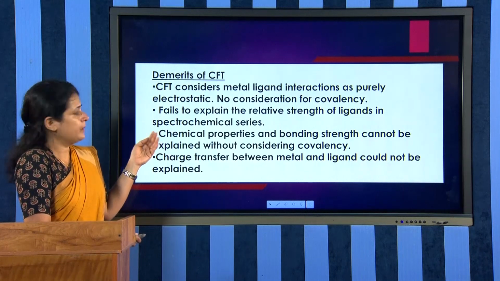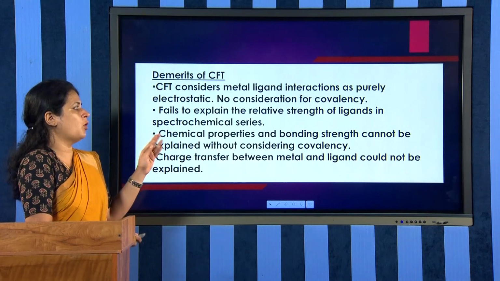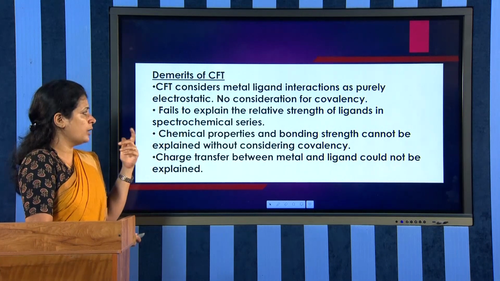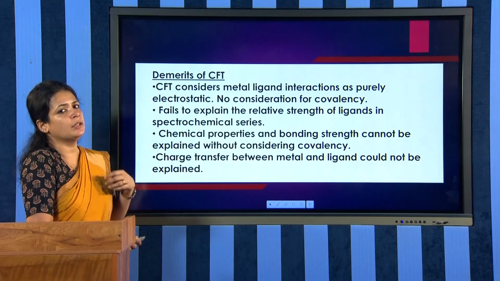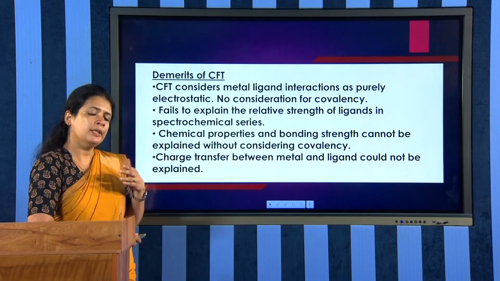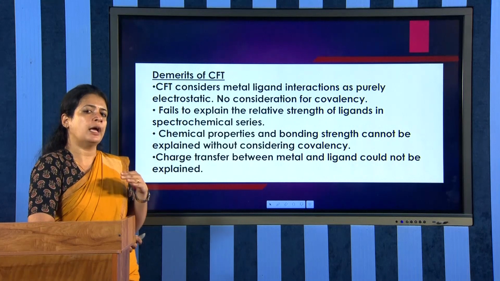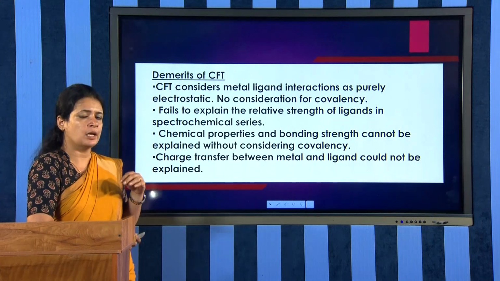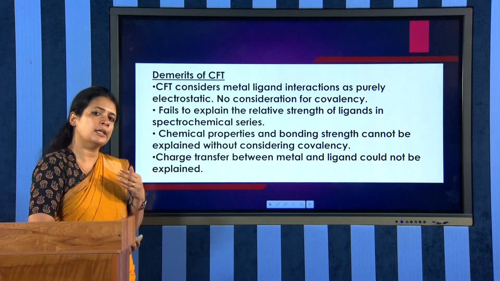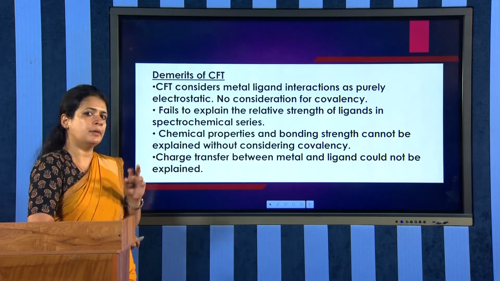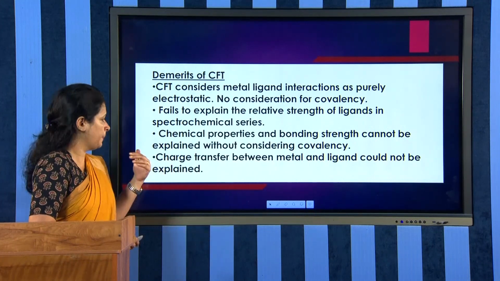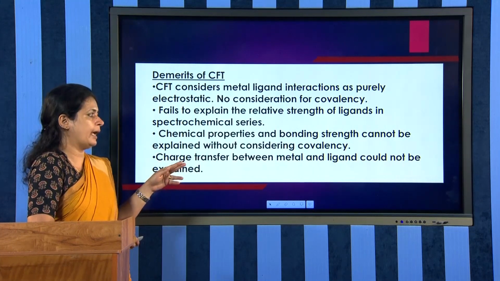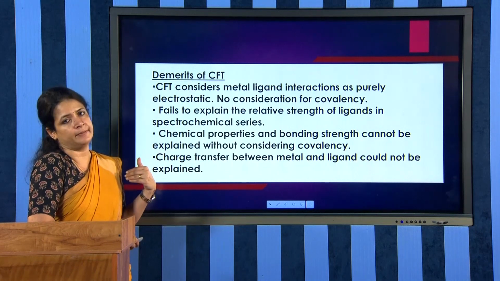And another demerit is that the chemical properties of the complexes and the strength of the bond cannot be explained without considering the covalency. It was found that with the help of covalency only we can actually explain the bond strength and the different chemical properties of these complexes. Since the crystal field theory is not considering covalency at all, this is the main demerit as far as the CFT is concerned. And now the last is that the charge transfer between the metal and ligand could not be explained by the crystal field theory.